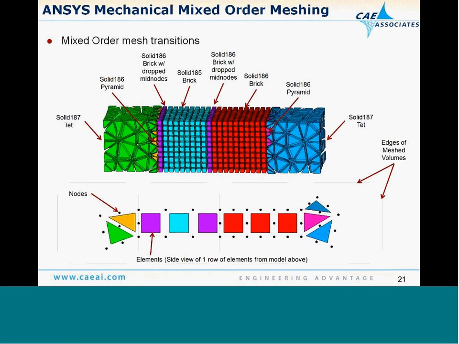So if we look at meshing controls, when we use the Workbench mesher, it's going to use a hybrid of tetrahedrons and bricks, higher order bricks by default, lower order if we tell it to drop the mid-side nodes, and this slide just shows the transition between the two of these results.